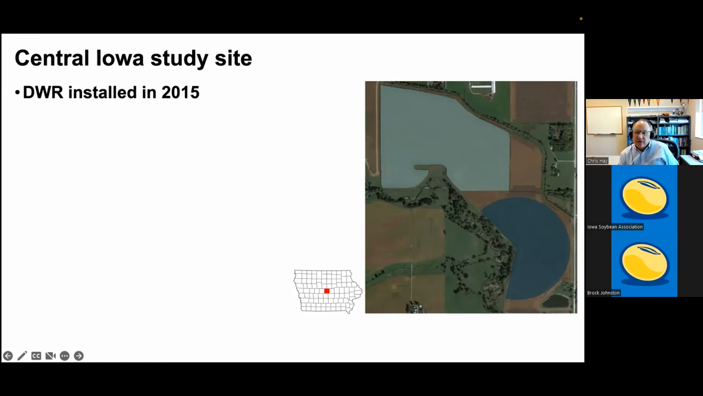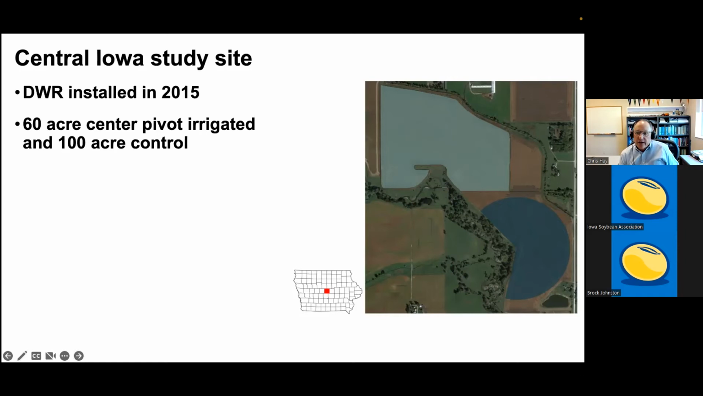They installed that system in 2015. The field there is on the right. You can see the circular area where the center pivot is. That's about 60 acres that's irrigated with the center pivot. The other shaded portion to the north is part of the same field.